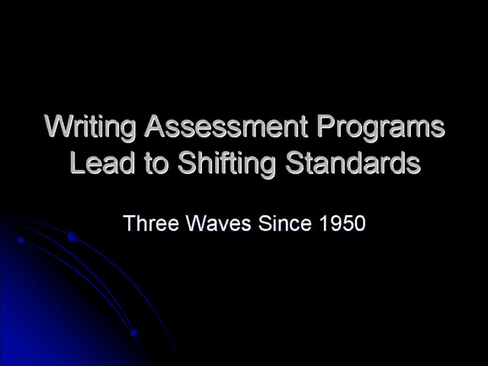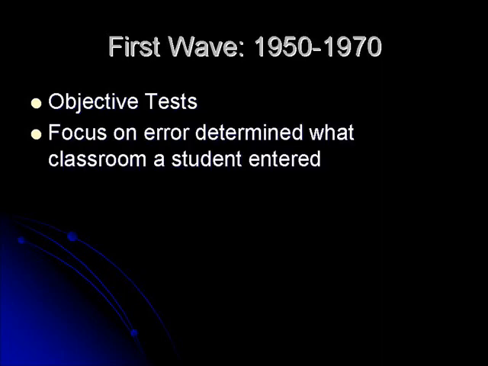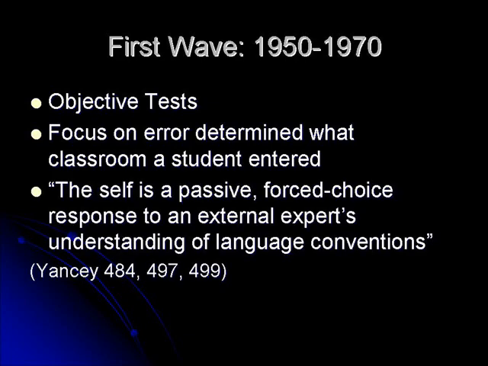This brought us to the era of writing assessment. Writing assessment led to shifting standards over the years. There were 3 waves since 1950. The first wave was from 1950 to 1970. Objective tests, and a focus on error that determined what classroom a student entered. The self is a passive, forced choice response to an external expert's understanding of language conventions.